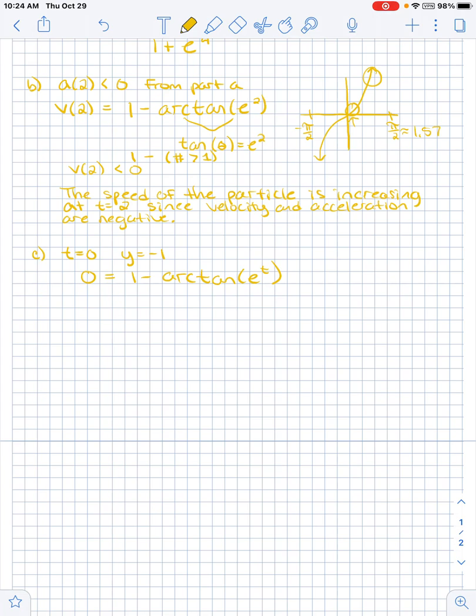So if I try to solve for t here, I know then that arctangent of e to the t is equal to 1. I know that the tangent of 1 is equal to e to the power of t, and then t is equal to the natural log of the tangent of 1. That's a critical number.